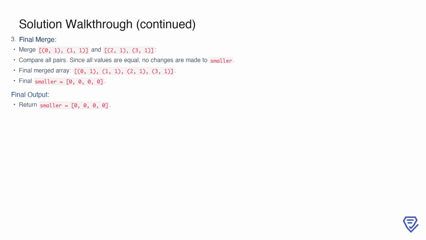Finally, when merging [0, 1], [1, 1] and [2, 1], [3, 1], all pairs of elements are equal, so no changes are made to the smaller array. The final merged result is [0, 1], [1, 1], [2, 1], [3, 1], and the output is [0, 0, 0, 0]. This indicates that there are no smaller numbers after any element in the original array.